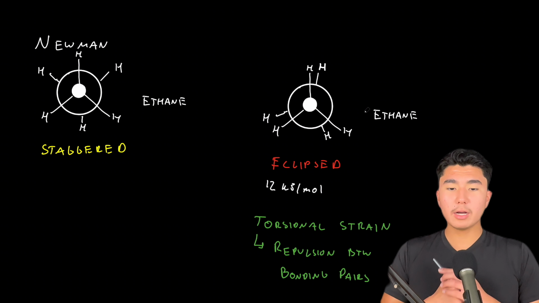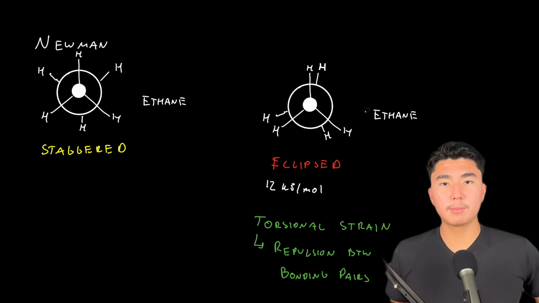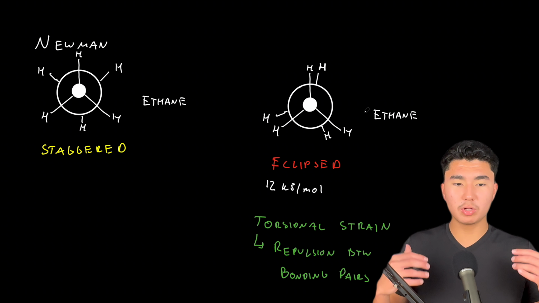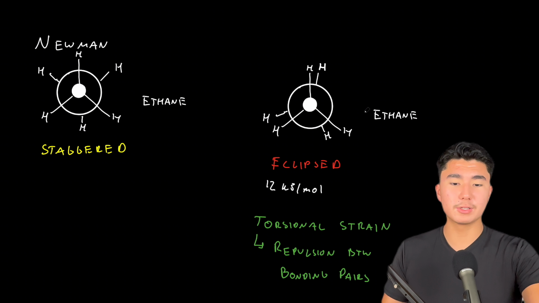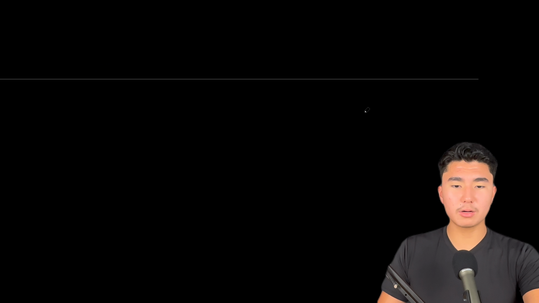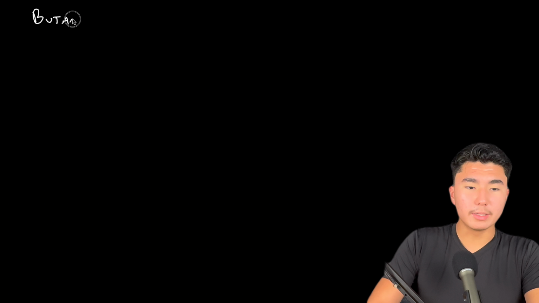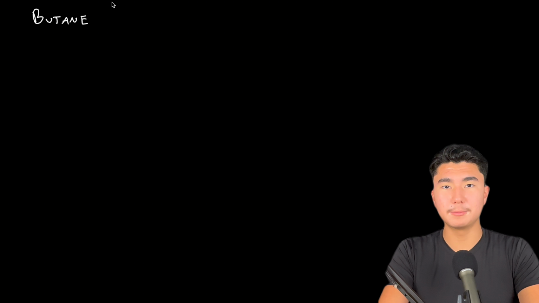So now we can go through a couple more examples, and I'm going to ask you some questions, and hopefully you can pause the video and see if you can solve it for yourself. So let's start by going to butane. I want you to pause this video and see if you can draw out the staggered Newman projection for butane.